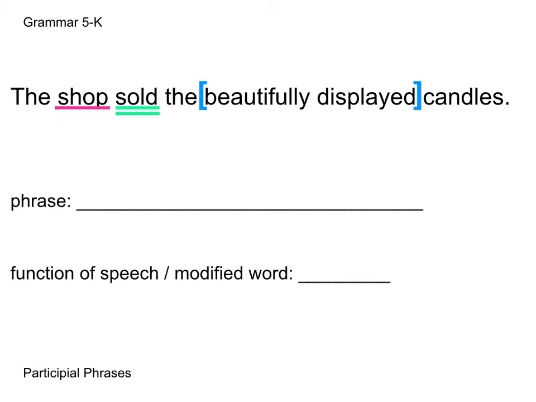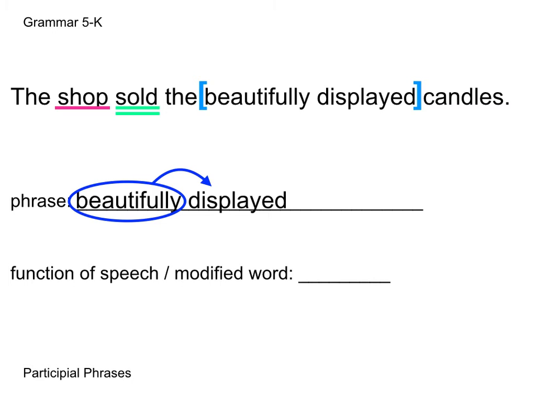So I'm going to rewrite my phrase, beautifully displayed, and I know that displayed is my past participle, and beautifully is modifying displayed. So I'm circling it, I'm drawing an arrow to the modified word. Now that whole phrase is modifying a word, and it's modifying candles. So that's what you'll do in this booklet with the past participles.